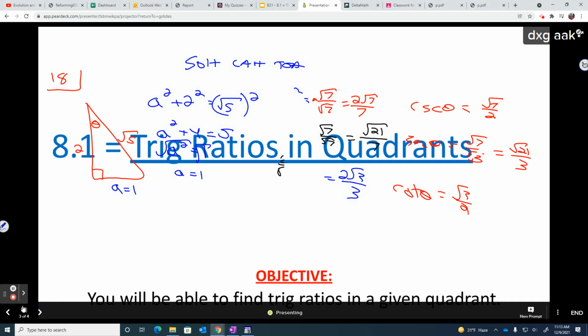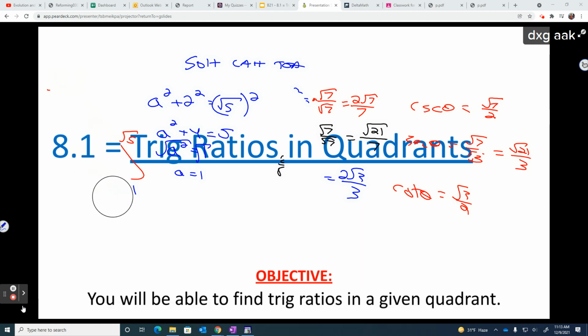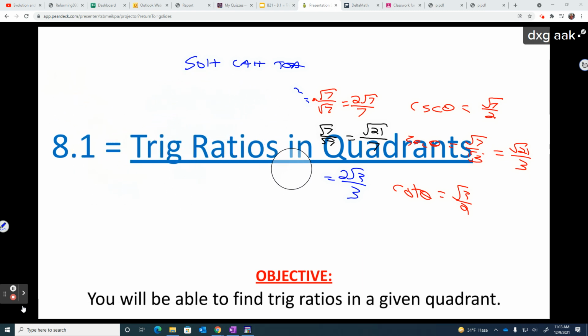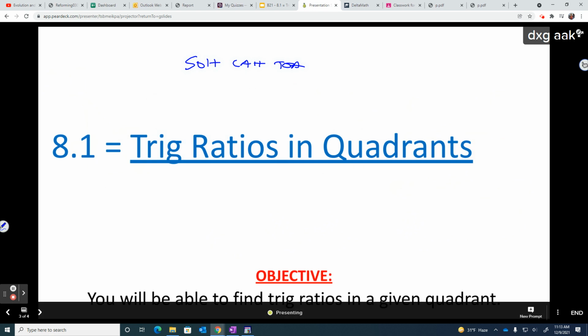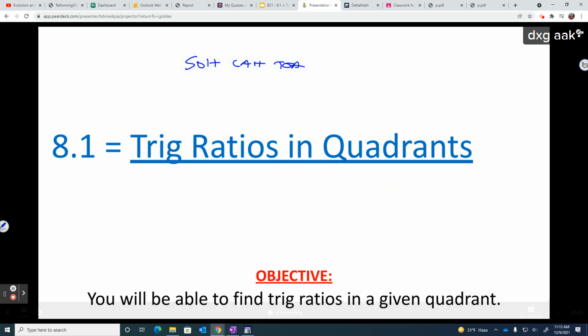So we're going to need to think back to some unit circle kind of stuff. But it's really just one slide that you'll need to write down, and I would definitely write it down. And then we're going to do some problems. We're going to find trig ratios, but we're going to say it's in a specific quadrant. So if this triangle is in quadrant 1 or 2 or 3 or 4, how does that affect it?